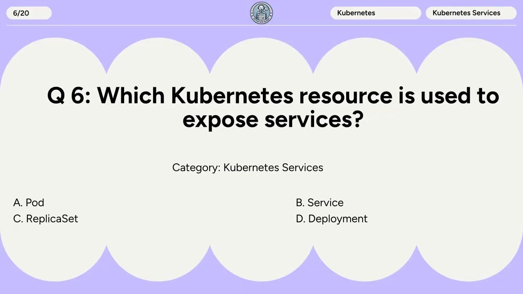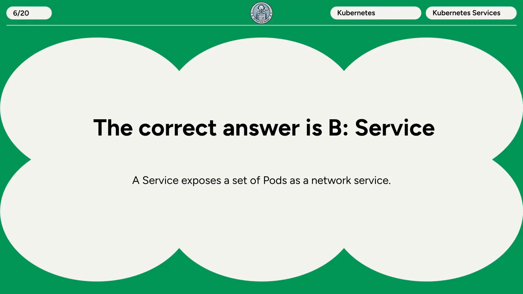Question 6. Which Kubernetes resource is used to expose services? A. Pod. B. Service. C. Replica set. D. Deployment. The correct answer is B. Service. A service exposes a set of pods as a network service.